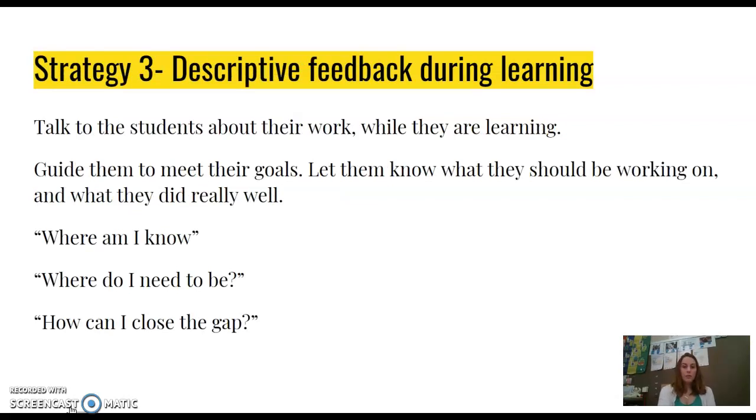Strategy 3, descriptive feedback during learning. Talk to the students about their work while they are working. Guide them to meet their goals and let them know what they should be working on. Where are they now? Where should they be? And how can they close that gap?